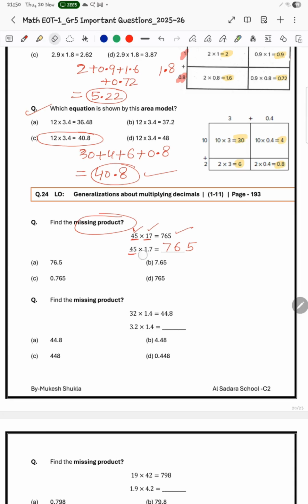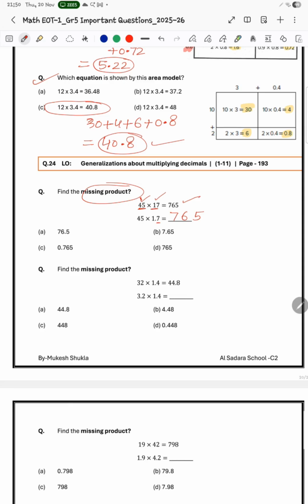Here you can see in the factors I have one place on the right of the decimal. So in the answer we have to put the decimal point after one place from the right. Definitely be careful. Whenever you are writing the answer, don't forget to put the dot in the answer. So my answer will be 76.5. So this will be your correct answer. Okay, so let's move to the next part also. The next question is similar to that.